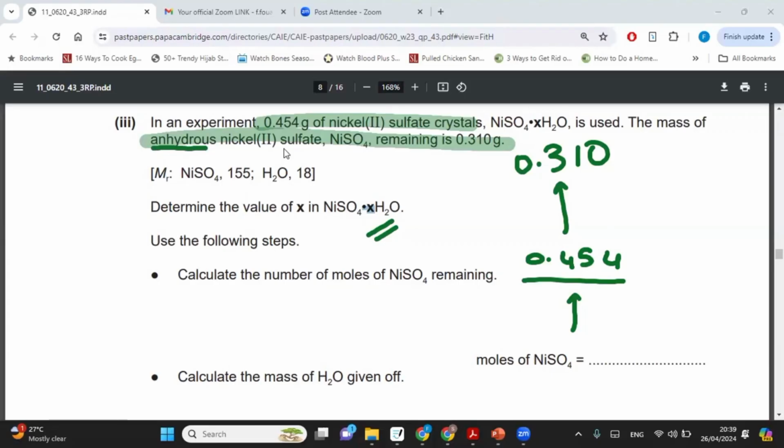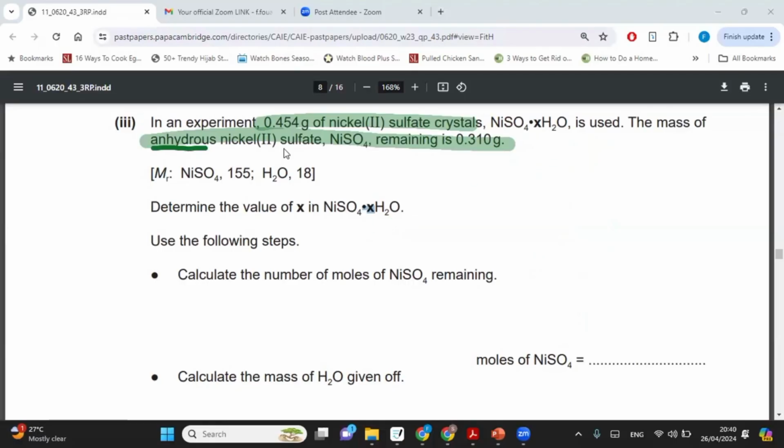Now, they are saying that you basically have to find the value of X. What is X? X is the water of crystallization. We have water molecules in the crystal, but how many? We don't know. That's what we want to find out. How many crystal water molecules are there exactly in one crystal of nickel sulfate? So they're saying, please find that out for us using the following steps.